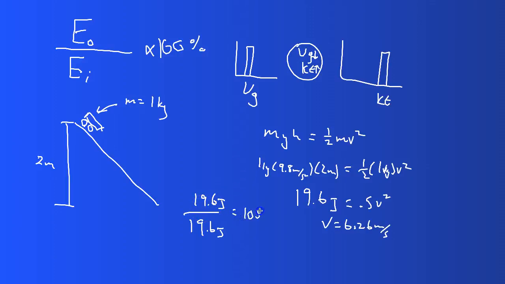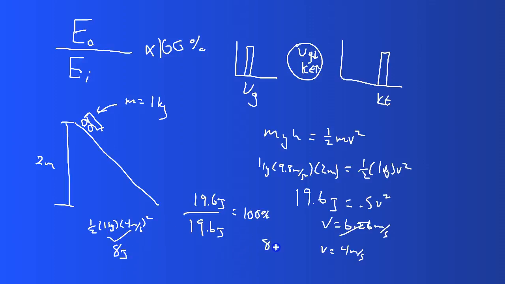But let's say that instead of going 6.26, a bunch of that energy was lost to thermal energy, and it was only going 4 meters per second. Now we want the efficiency of this system. Well, we'll do the same thing: the energy out divided by the energy in. In this case, energy out would be 1/2 times 1 kilogram times 4 meters per second squared, which is going to be 8 joules of energy. 16 divided by 2 is 8, so 8 joules of energy.